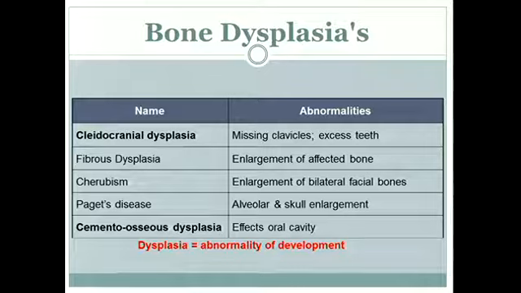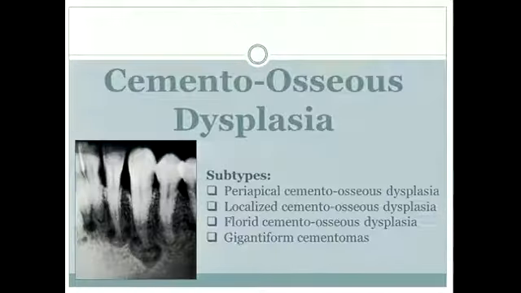So dysplasia itself, that word means abnormality of development. So sometimes we see the epithelium in a patient become dysplastic, so the turnover becomes abnormal. And in these patients, cemento-osseous dysplasia, the bone itself starts to be dysplastic, and we'll talk a little bit about that. So cemento-osseous dysplasia has 4 different types that we see in the oral cavity. And so there's periapical, there's localized, and there's florid, and then there's a gigantiform as well, which is an inherited presentation, and we won't talk about that today. But again, we'll talk about the other 3 because you will see them.